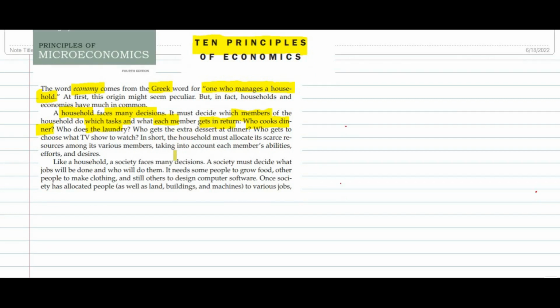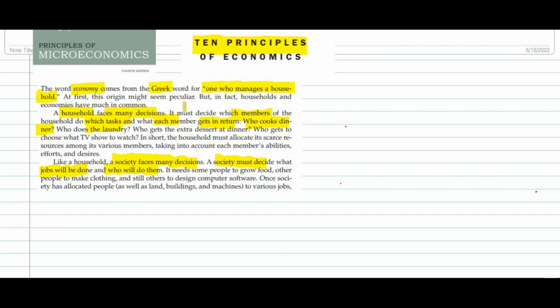The same is the case with the economy, where we have numerous choices for society, and they must decide which task will be completed and by whom. In simple words, a society makes many decisions, and the society must decide what jobs will be done and who will do them. It means they must decide which task, which work, which responsibility will be completed and by whom.